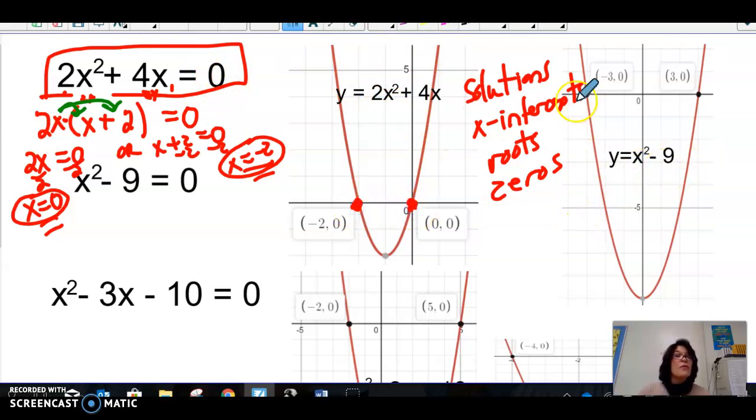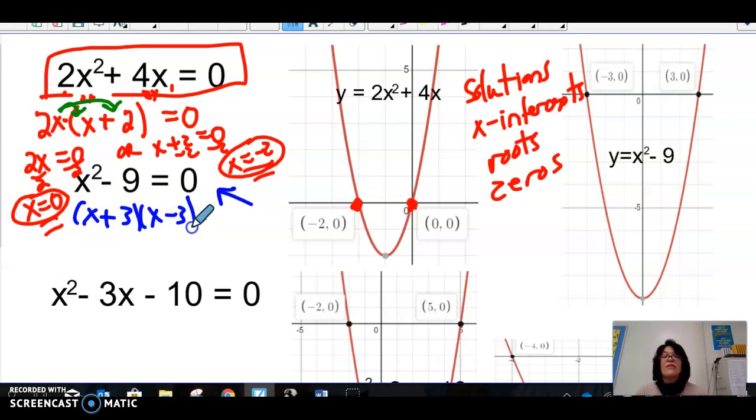Okay, y equals x squared minus 9. This is one of our favorite types, right? Difference of two perfect squares. If I was going to factor it, I would immediately know that was x plus 3, x minus 3. Difference of two squares. Square root of each, once with the plus, once with the minus, then that middle term cancels, etc.